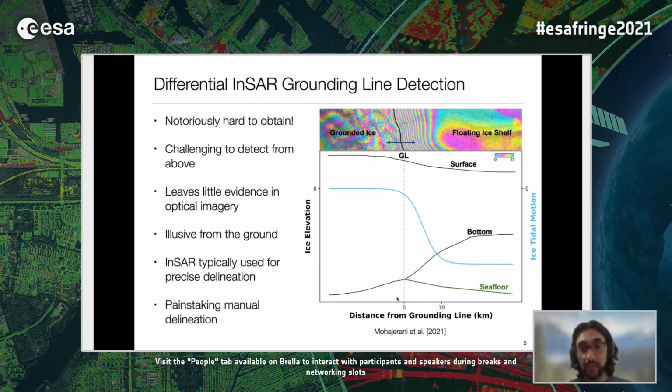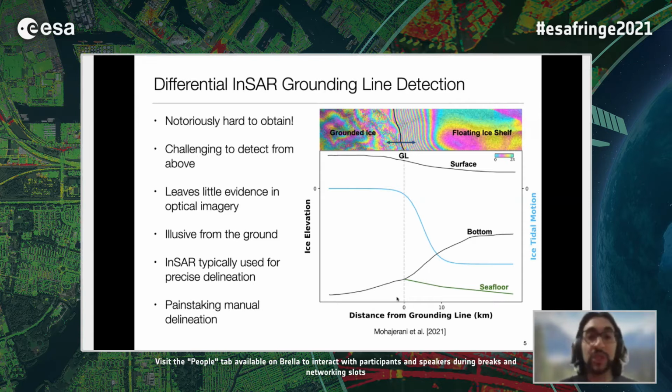So how is this done? This is a notoriously hard thing to do, to map the position of the grounding line over time. It's challenging to detect from above, from say optical imagery. It doesn't really leave any trace if you're on the surface or if you take an image.